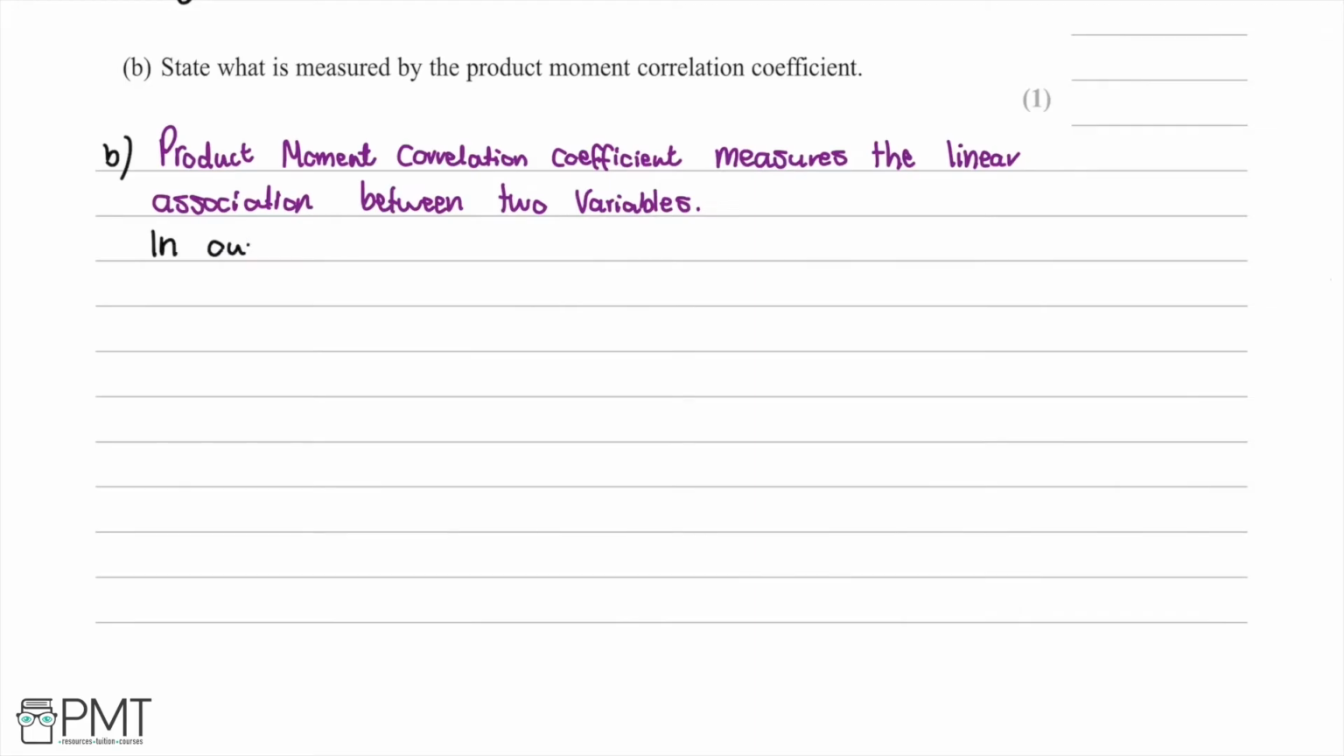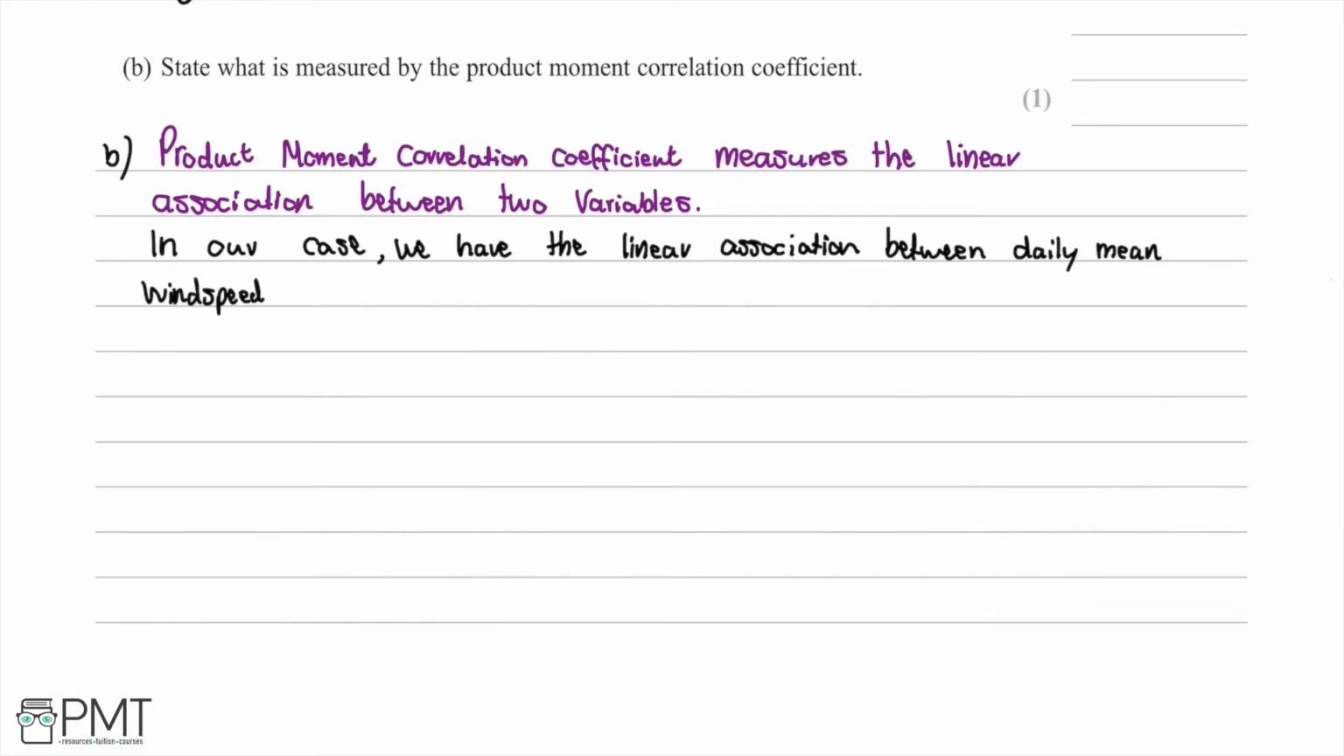In our case, we have the linear association between daily mean wind speed, which is denoted by W, and also the daily mean temperature, which is denoted by T. In this question there was 1 mark available, and we received it for stating the linear association between the wind speed and the temperature.